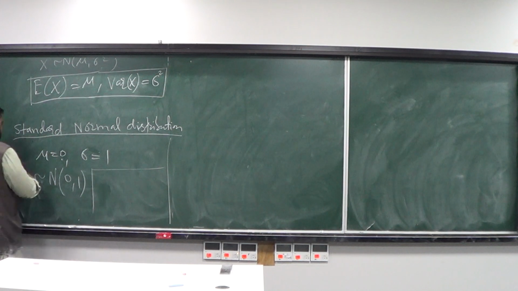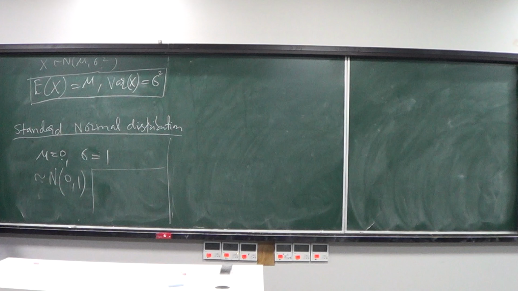By the way, whenever we have to denote something by standard normal distribution, we call that Z. So the standard symbol for a standard normal distribution is Z.